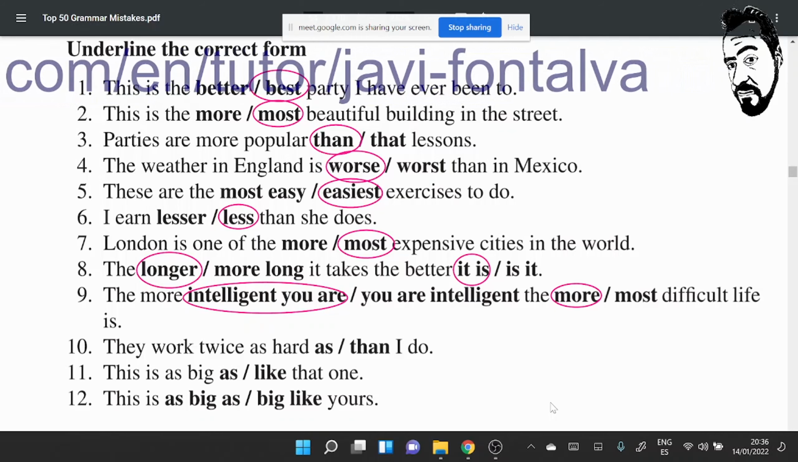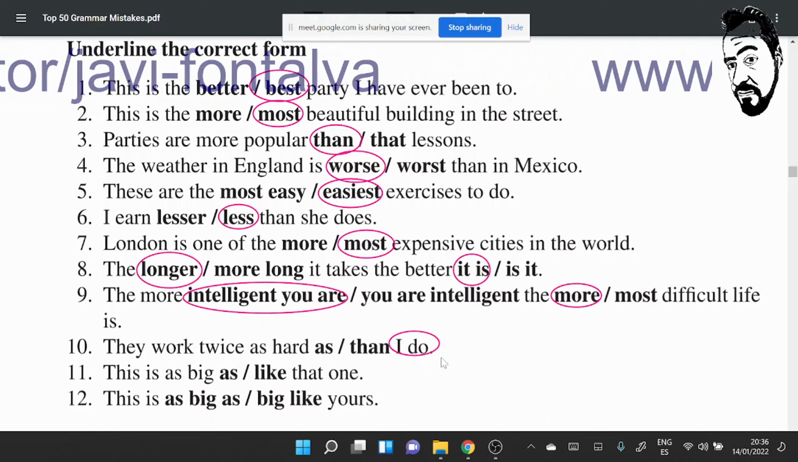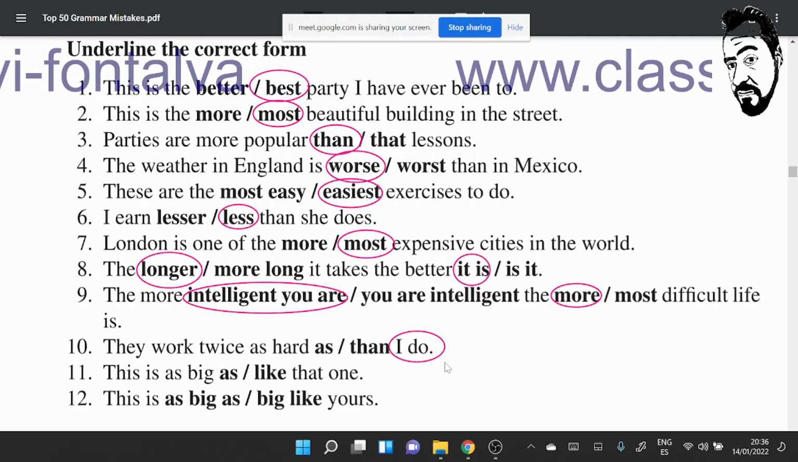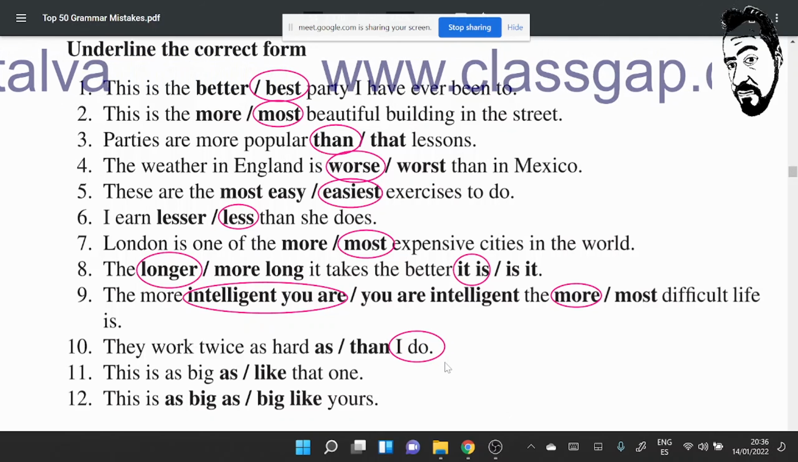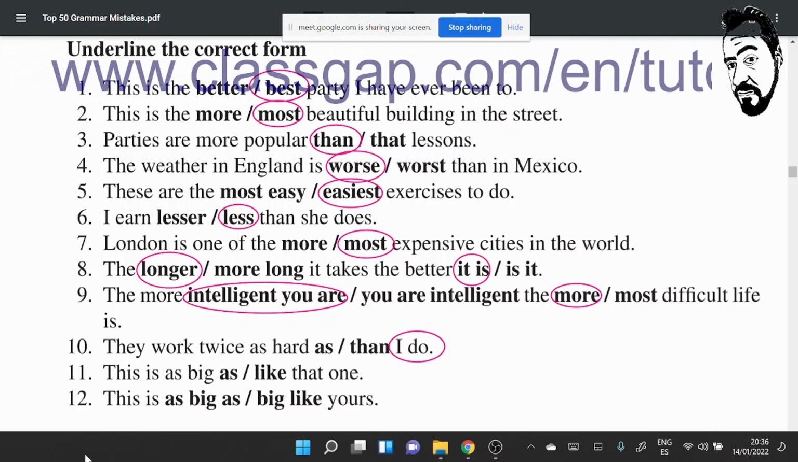Number 10. They work twice as hard as I do. Perfect. So twice as hard. So dos veces más sería en español. But in English we say twice as blah blah blah. Number 11.